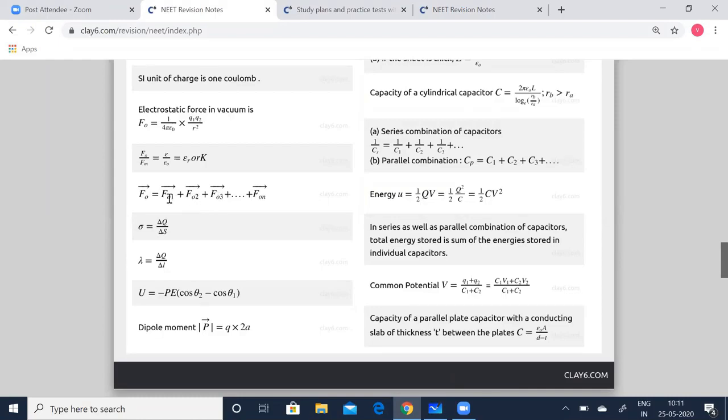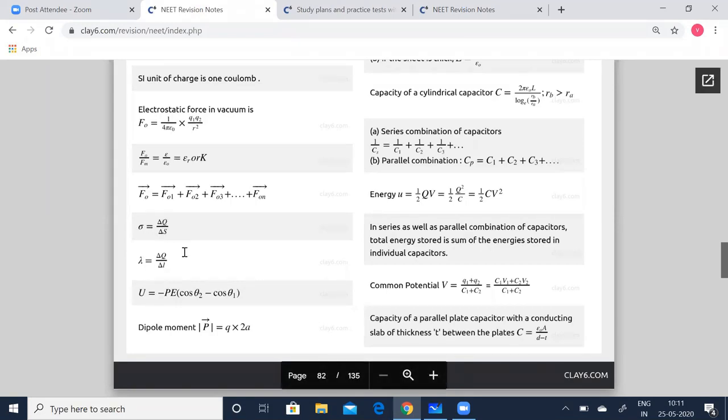So 0, 1 is 0 with respect to the first charge. 0, 2 means 0 with respect to the second charge. 0, 3 means 0 with respect to the third charge, and so on. So the resultant is now going to be the algebraic sum of all these charges. Sigma is the surface charge density, which is given by delta Q by delta S.